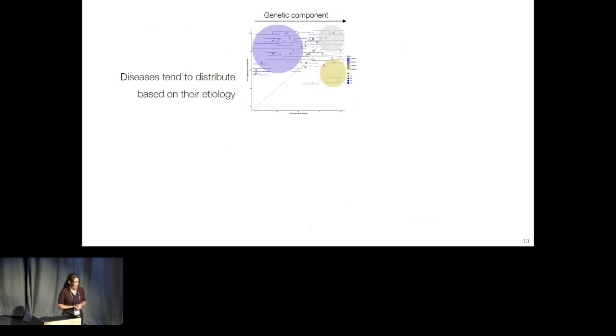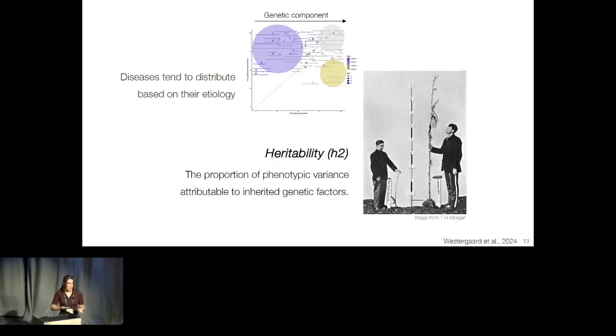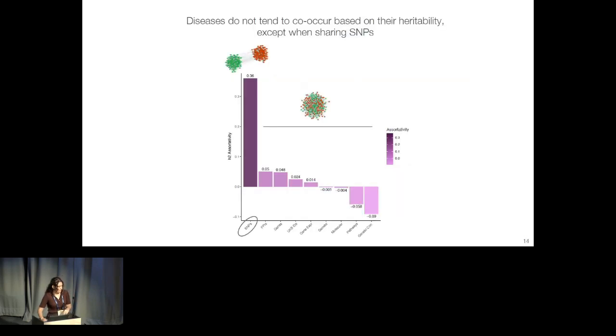So if you recall from this plot, we saw that diseases tend to distribute based on their etiology. This led us to want to systematically evaluate if there's a relationship between the genetic components of diseases and their co-occurrences. To do so, we use heritability, which basically measures the genetic component of diseases. And luckily for us, there was a nice paper from Westergaard that estimated large-scale heritability measurements for human diseases.